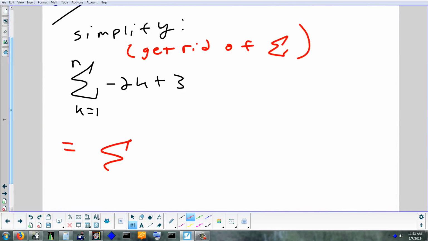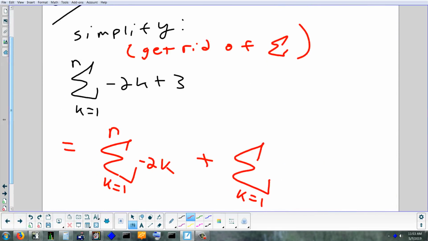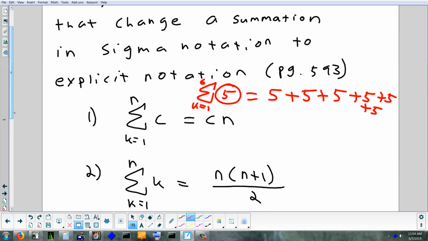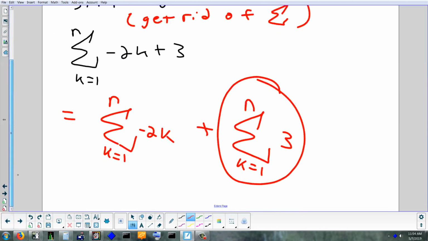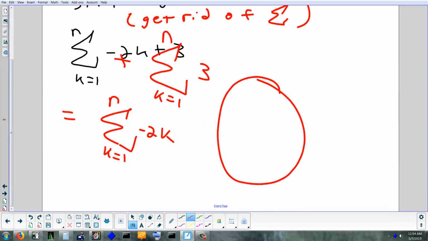So, first way I'm going to split it is the sum from k equals 1 to n of negative 2k. And then I'm going to write another one: the sum from k equals 1 to n of 3. Now, look at this part. The sum from k equals 1 to n of 3. What's 3? We talked about that just a few minutes ago. It's a constant. The sum from k equals 1 to n of a constant. I've got a formula to get rid of that. It's just the constant times n, whatever your constant is. I'm not going to do it yet, but this one's good. I can get rid of that one.